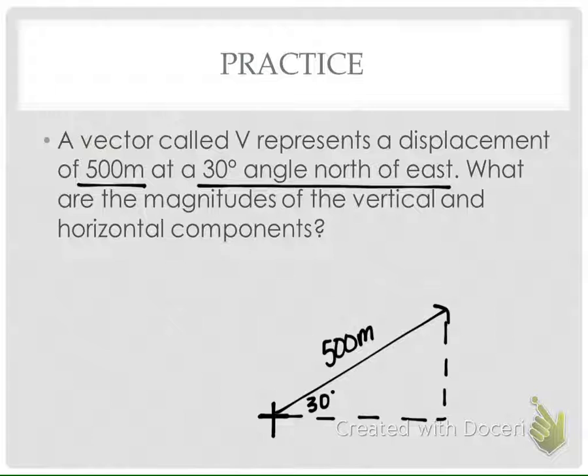So when we draw it, we start with an arbitrary vector in that direction, we decide where our angle goes, and then we fill in our triangle.